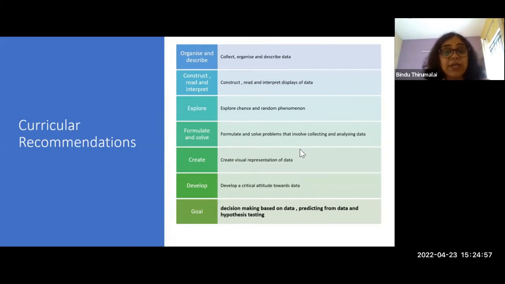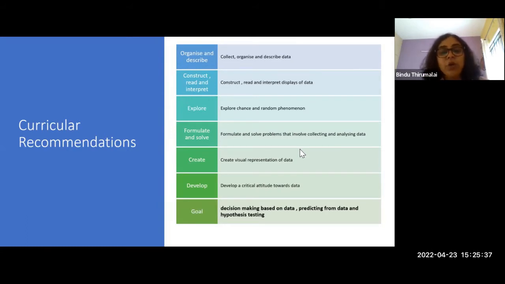Then, of course, a lot of how data is communicated to people is through visual representations. Visual representations can be very nice to communicate, but if not used appropriately, they can be misunderstood very easily. So it's important to know how to create visual representations that are appealing, that are easy to understand, and that actually represent the data in a meaningful way. And of course, develop a critical attitude towards data.